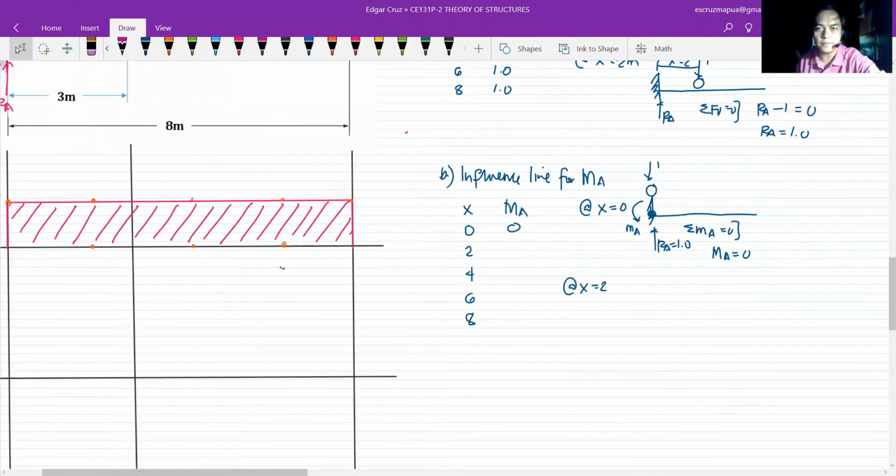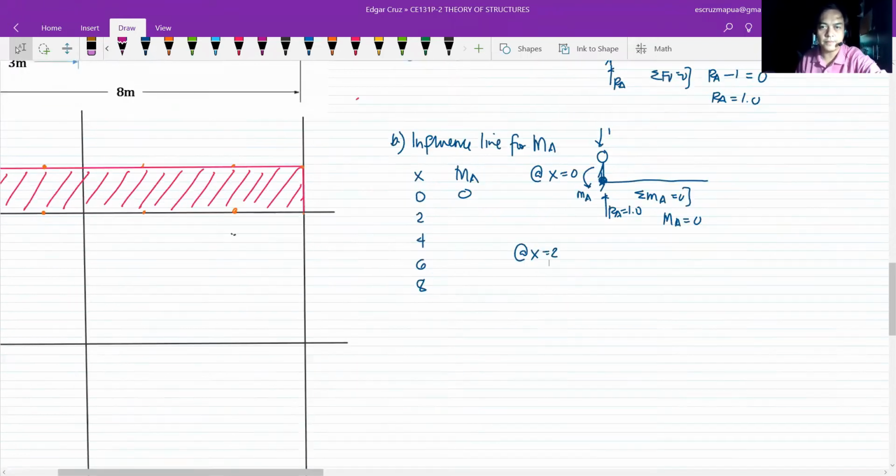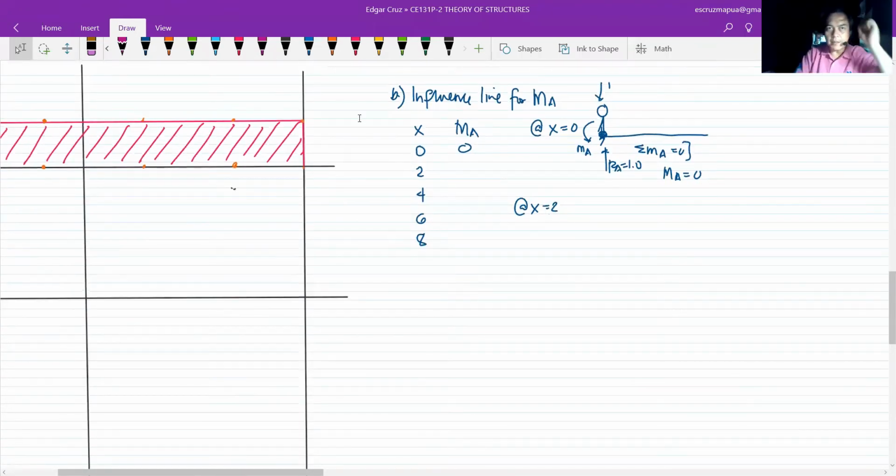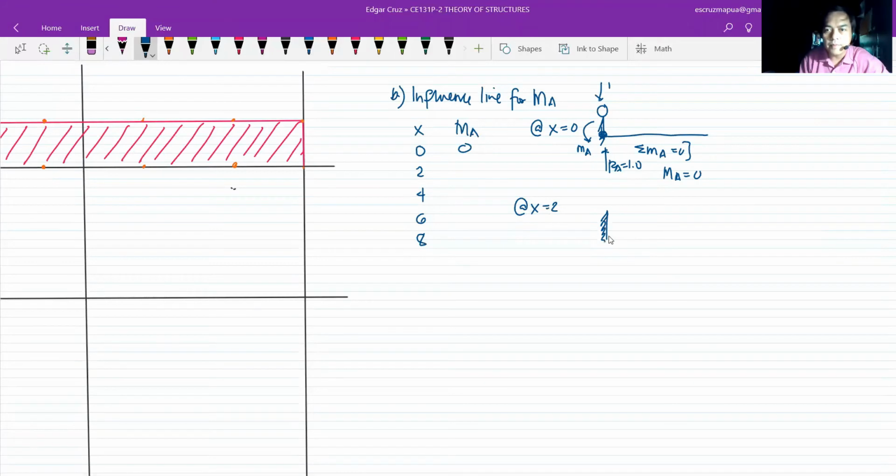Okay, so let's have it here. So, what about for x equals 2? At x equals 2, drawing natin yung cantilever beam. So, ito yung cantilever beam. So, nandito na yung unit load. Andyan yung unit load.